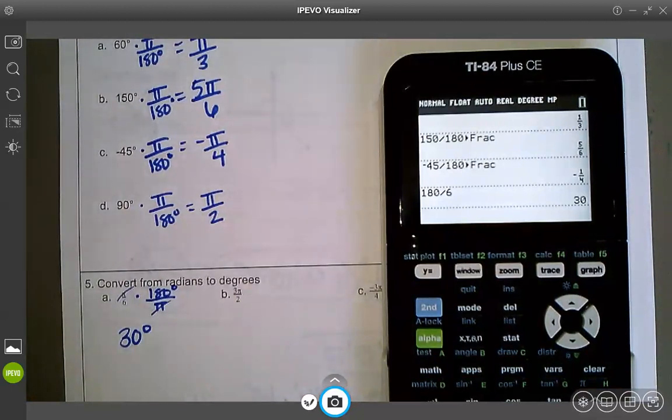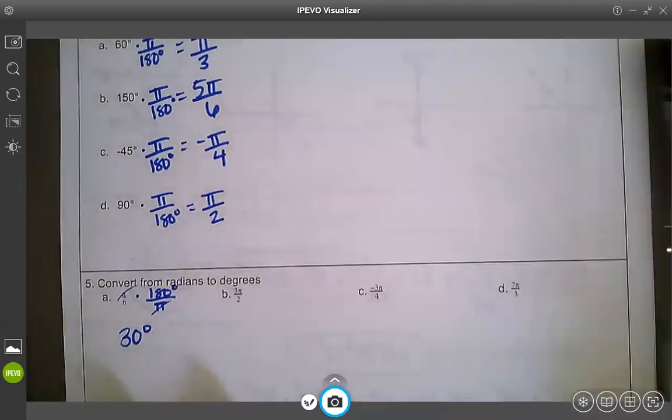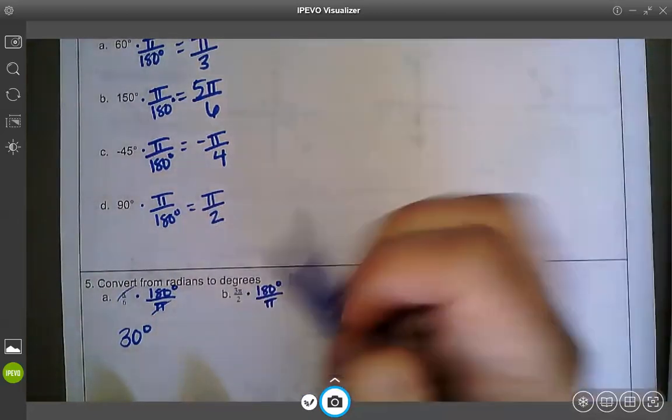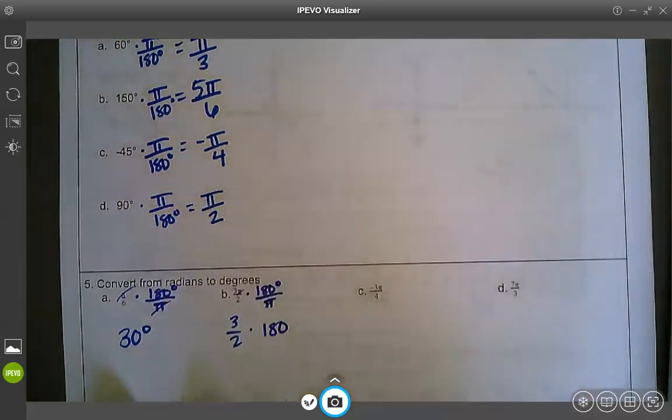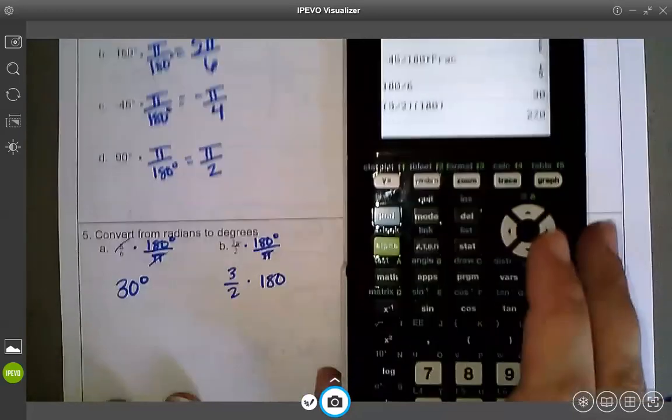Typically, your radians is in terms of pi. You will see it sometimes where it isn't, like number 3 above, we had 0.25 radians. So your pi's will cancel, and that's the goal here. 180 degrees over pi. My pi's cancel, and I'm saying 3/2 times 180, which is 270 degrees.